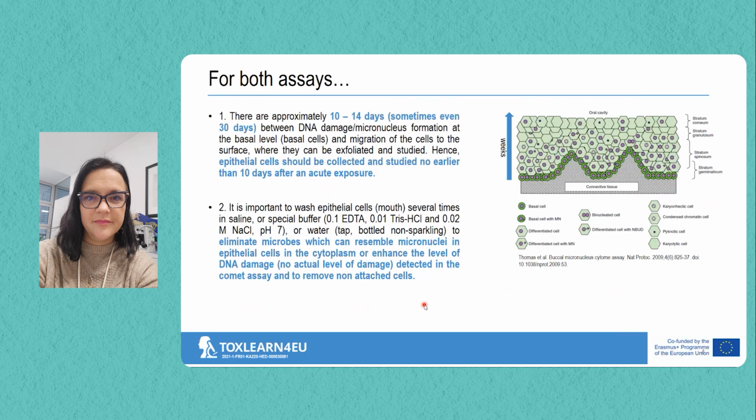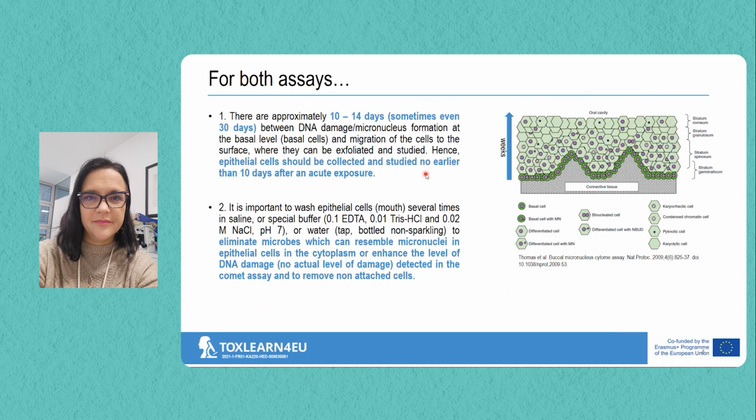But for both assays, it is important, as I have told you already, that you need at least 10 to 14 days for the cells to differentiate and pass through all those layers to the superficial layer, where you will collect the cells either with a toothbrush, with a cytobrush, or with a spatula. Sometimes some people have a different time of differentiation, especially if they are not chewing hard food, or they don't have too much damage on the surface or inside their mouth. So sometimes those cells even need 30 days to come to the surface.